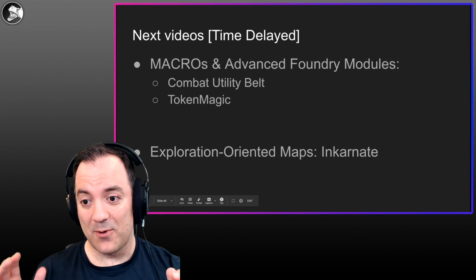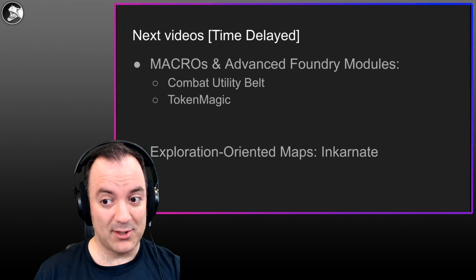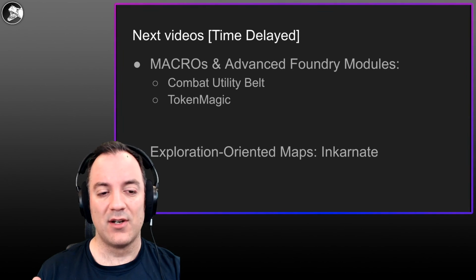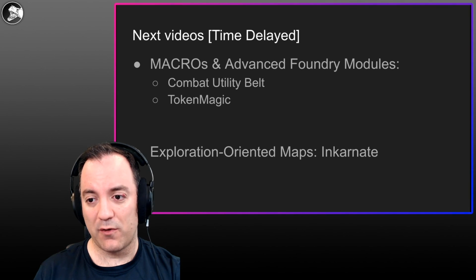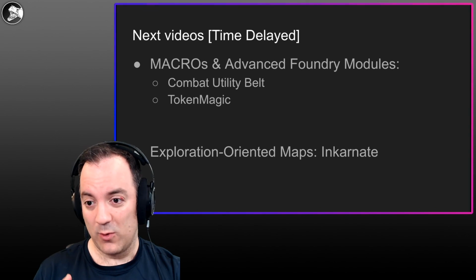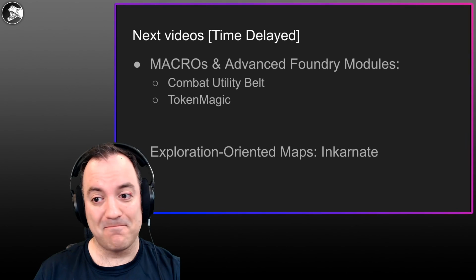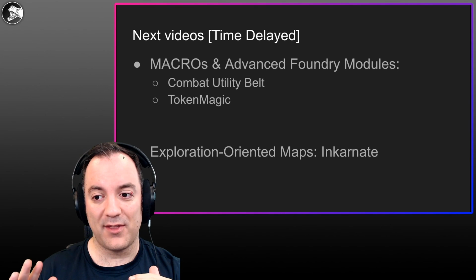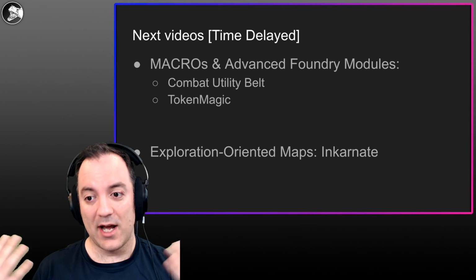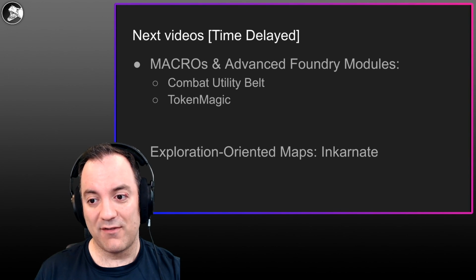All right, so that was a quick run through of my setup. Next time, delayed, of course, so there are no spoilers for my players, we're going to do the big macros and advanced Foundry modules video. We're going to go through macros and a little bit of coding them. We're going to go through Combat Utility Belt, which is a great, real power feature that I'm really excited about. It's automating a lot of the things that I used to have to do manually. Now I just won't even have to think about them.